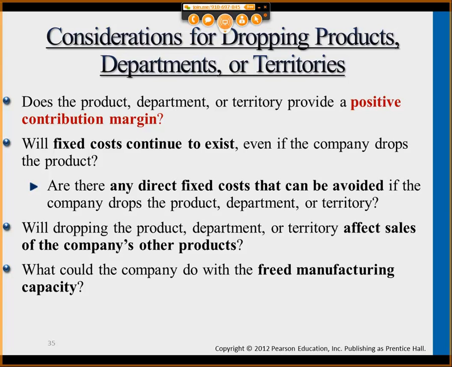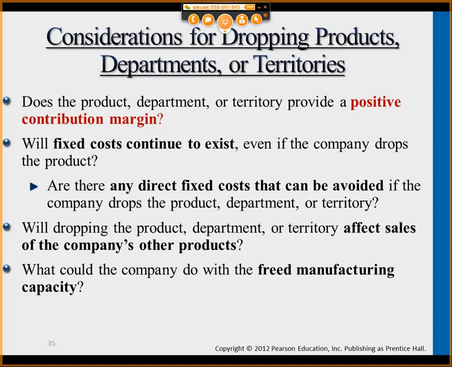Here they're going to ask one more question: are there any direct fixed costs that can be avoided if the company drops the product, department, or territory? Then, does dropping the product, department, or territory affect sales of the company's other products? What would that case be? It's the case when one product might be necessary for another. If we are selling a product that is a complement to another, dropping one product might also decrease the sales of the other.